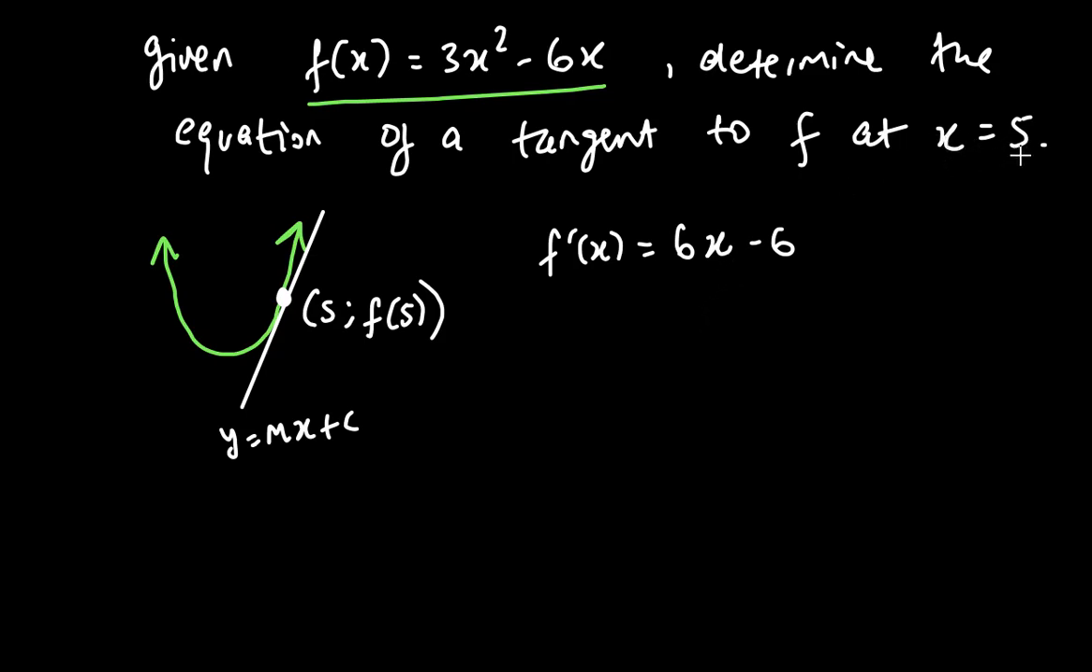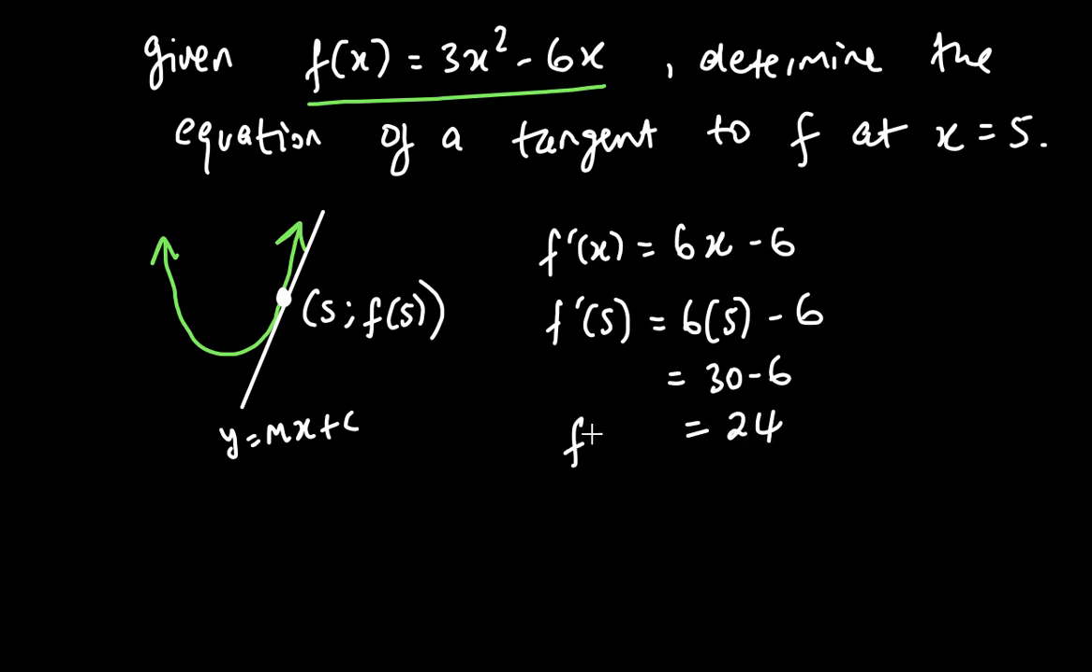So I want the gradient at 5, so I'm going to say the derivative at 5 is equal to 6 into 5 minus 6. So what is 6 into 5? That is 30 minus 6. So the answer should be 24, right? So it means the derivative at 5 is 24.